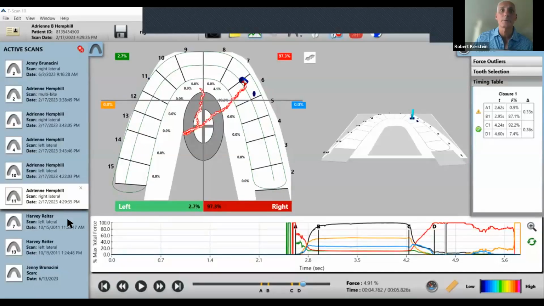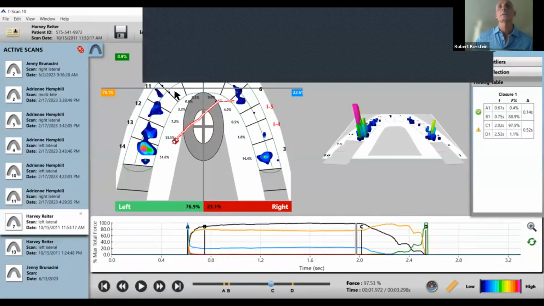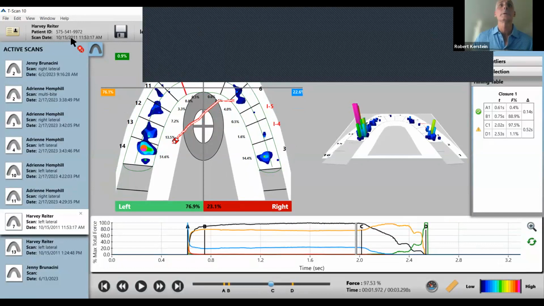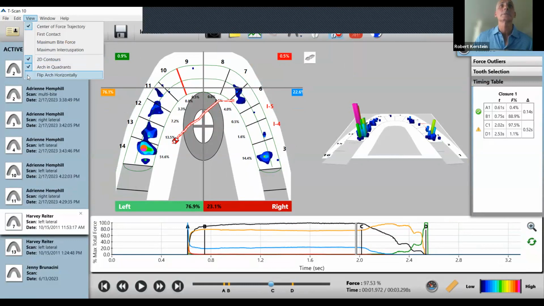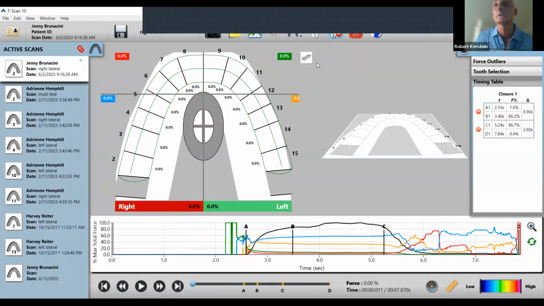So let's leave that and share the T-Scan once more. And what we're going to do is we're going to flip this over to the lower arch. So you'll get to see me do some manipulations of the T-Scan. So view, I'm going to flip the arch horizontally because I want the left on the left. So that's going to flip that, hopefully. So it'll do it. Waiting for it to do it. Okay, and then I want to put the lower arch on.